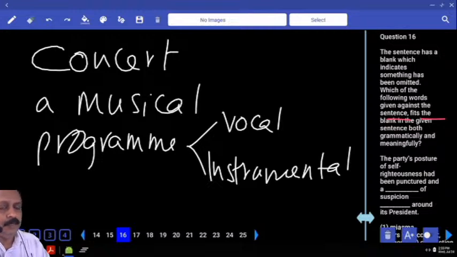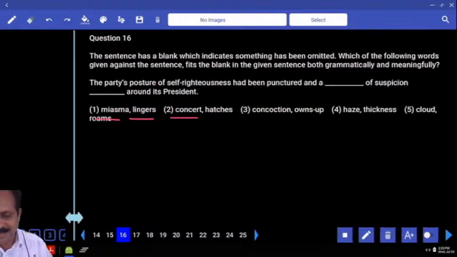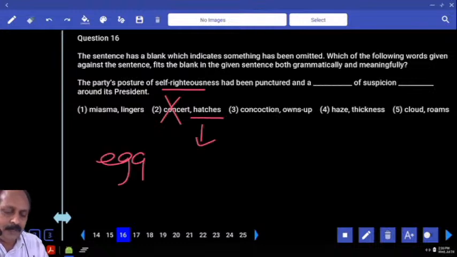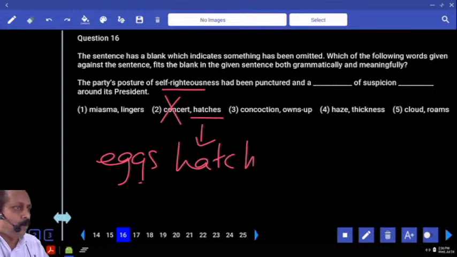Have you got the meaning? Does it go with this context? What are we talking about? Talking about politics, so concert is ruled out. Hatch goes with what? Eggs. Hatching of eggs, you all know the typical combination.